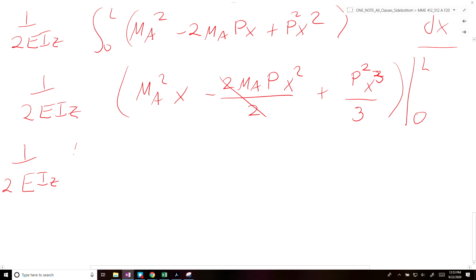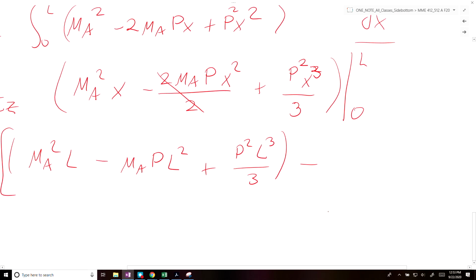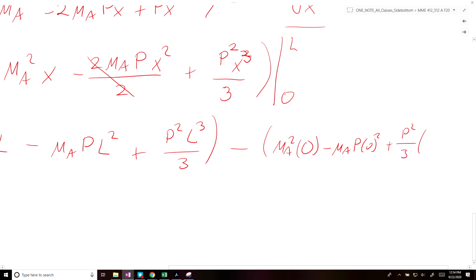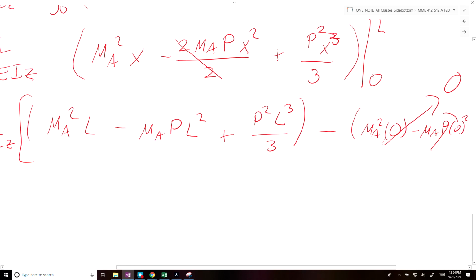Alright, times ma squared L minus ma p L squared plus p squared times L cubed over 3. Alright, minus ma squared times 0 minus ma p times 0 squared plus p squared over 3 times 0 cubed. Those all go to 0. This whole thing ends up being 0, so we're just left with this left-hand term here.